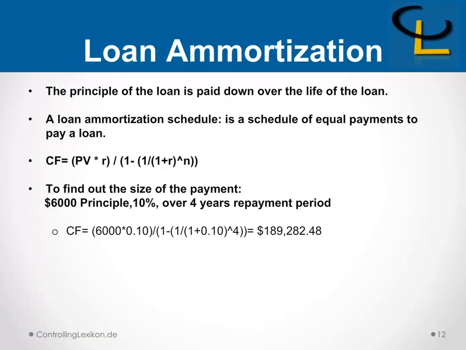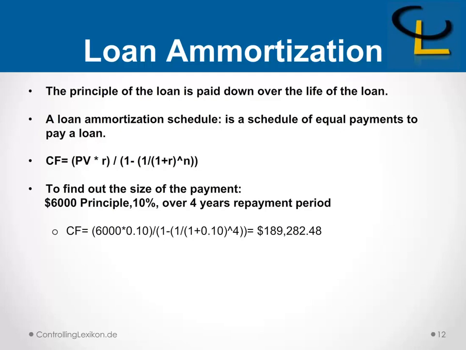Loan amortization. The principal of the loan is paid down over the life of the loan. A loan amortization schedule is a schedule of equal payments to pay a loan, and the formula for the loan amortization is cash flow equals present value multiplied by interest rate divided by 1 minus, between brackets, 1 divided by 1 plus r to the power of n.